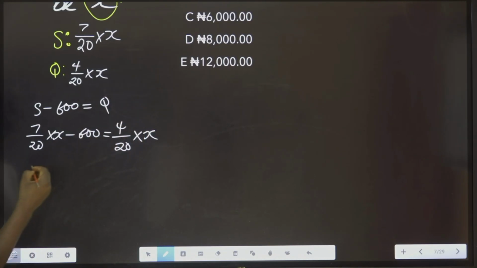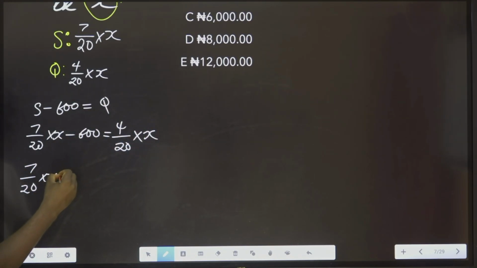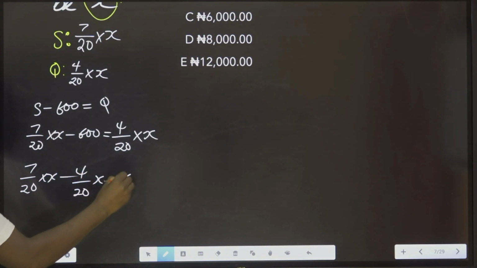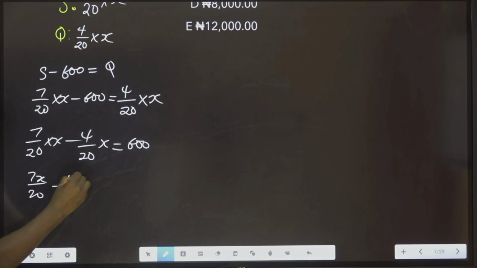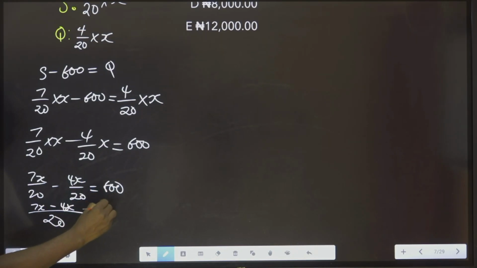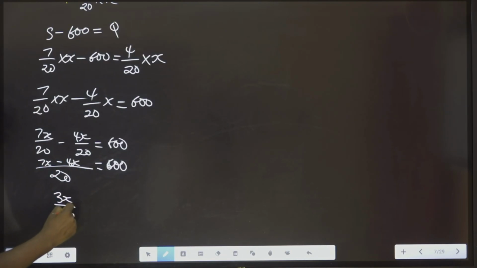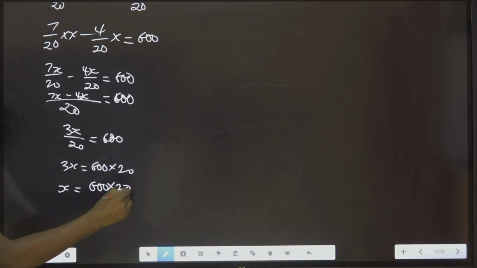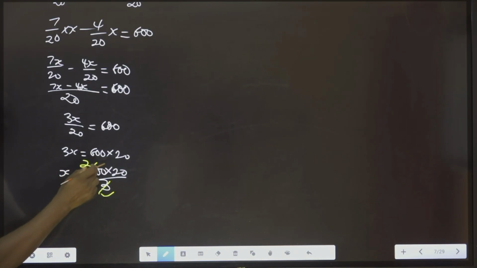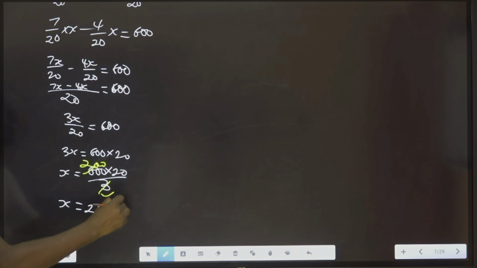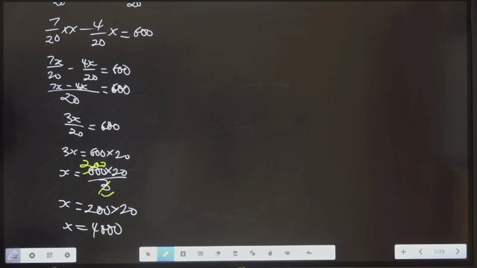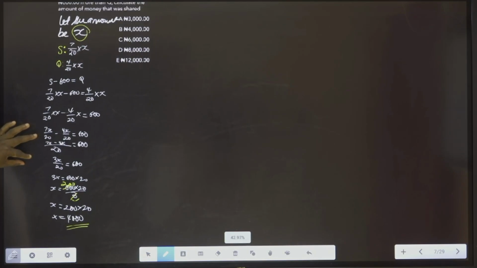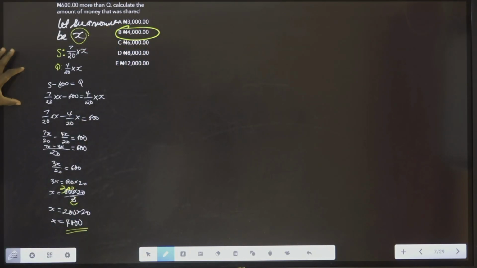What we are going to do, we move 600 to this side. 7x over 20 minus 4x over 20 equals 600. LCM is 20. 7x minus 4x equals 600. If you subtract this, 3x over 20 equals 600. This will give us 3x equals 600 multiplied by 20. X is equal to 600 multiplied by 20 over 3. 3 here 1, 3 here 2, that is 200. X is 200 multiplied by 20, which is 4, 1, 2, 3. So that is 4,000. In Naira, that is 4,000 Naira. The answer is B. Okay? Hope you understand the breakdown.